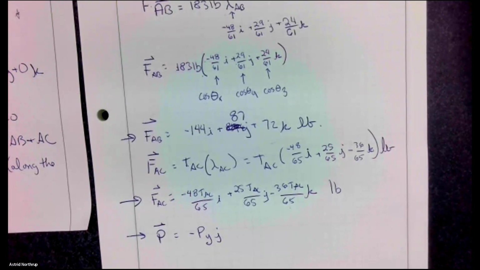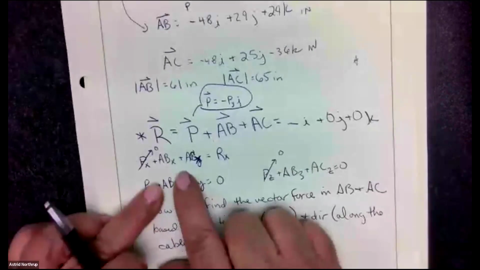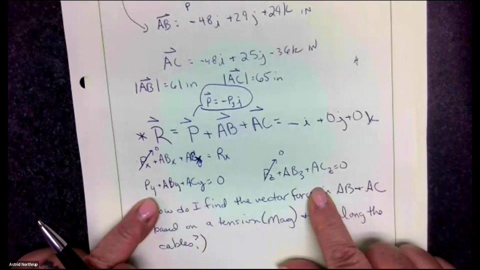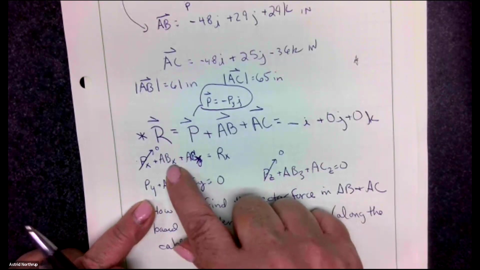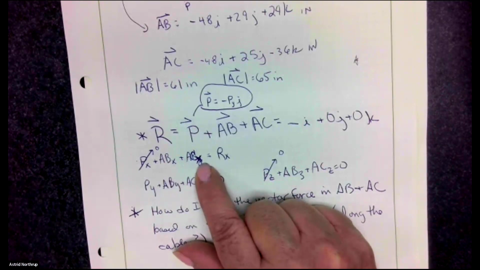All right, what am I going to do with those? Well, I'm going to solve. And here's what I need to know. I'm looking for R sub X. That's the resultant, right? That's going to be A sub BX, or ABX, plus ACX.